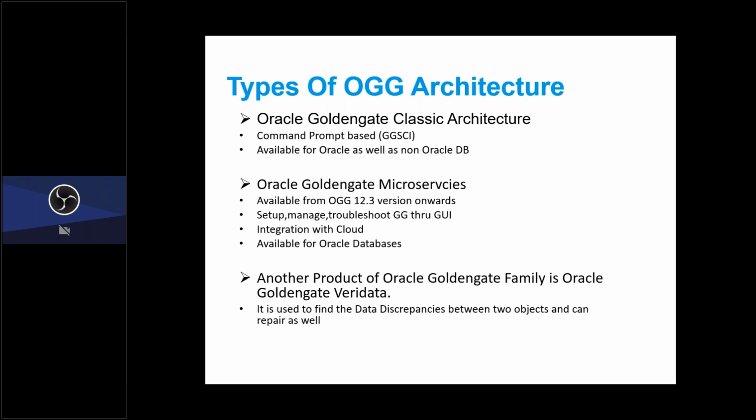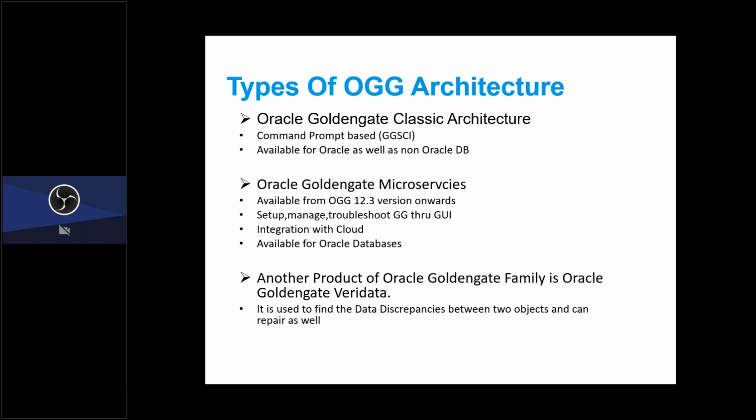So classic architecture is command prompt GGSCI based architecture. Until 2017, it was the only way to set up Goldengate. From 2017, a new type of architecture has been introduced, which is called microservices architecture. Now, what is the difference between classic and microservices? Which is the widely used product, and what is the future of Oracle Goldengate? Which type of architecture is going to be used in future? Let us discuss that.